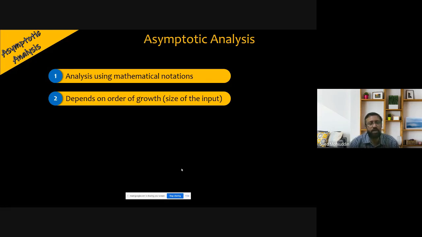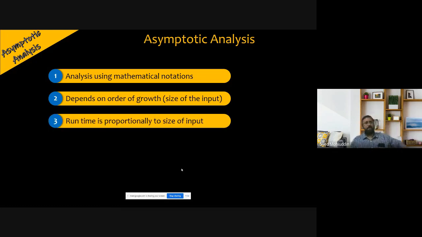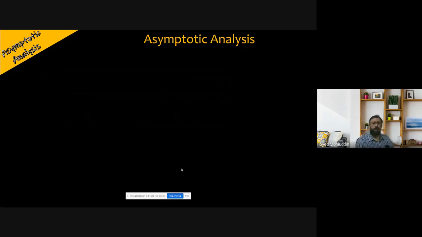For example, we have seen that n is the input. Now n can be 1, it can be 2, it can be 10, or the number of elements can be 1000 or 2000 lakhs also. So it depends upon the size of the input. That is, the performance of an algorithm depends upon the order of growth of the size of the input, and it is proportional. As the size of the input increases, the same algorithm may take a longer time to complete its execution. Now let us consider a function f of n.